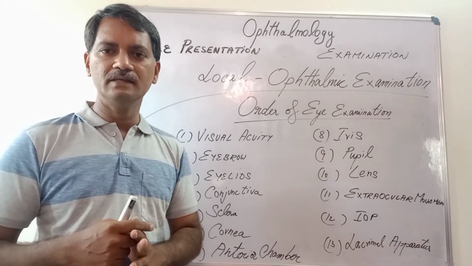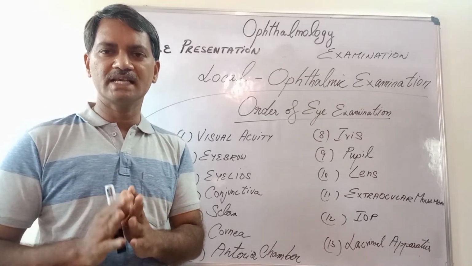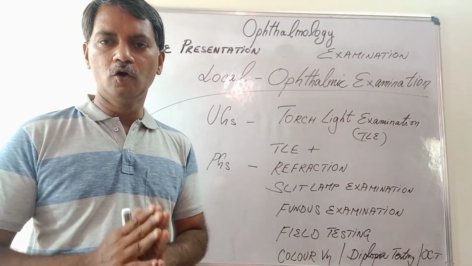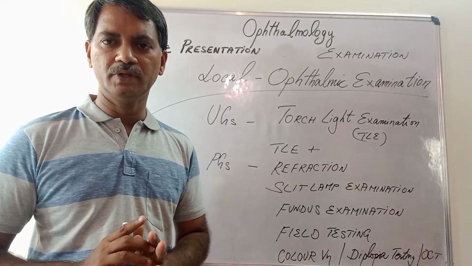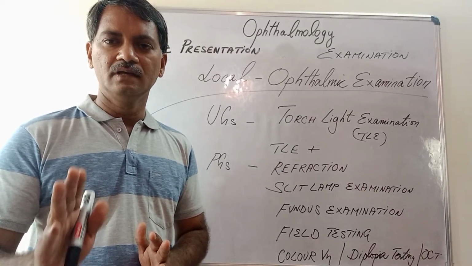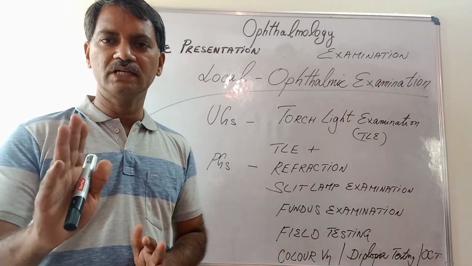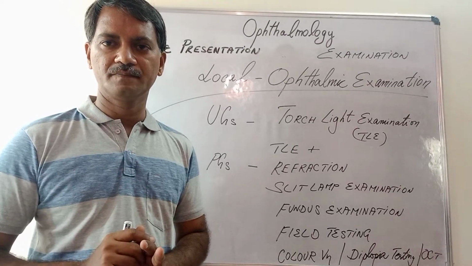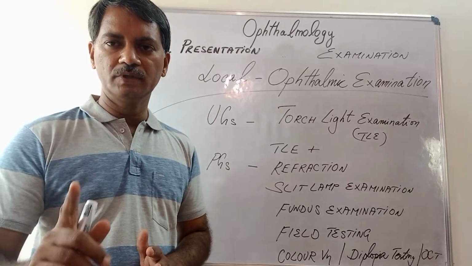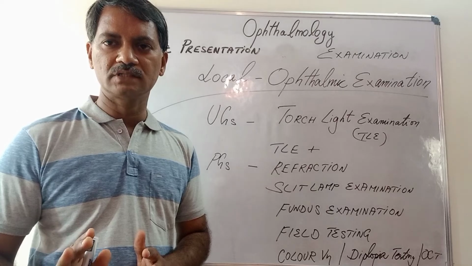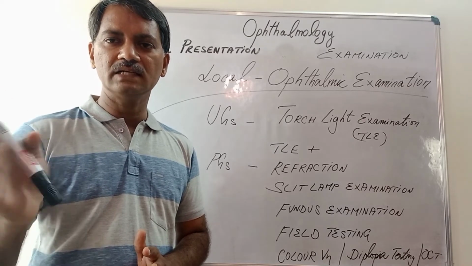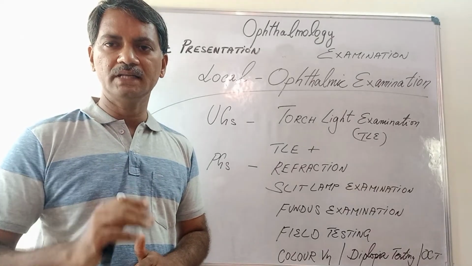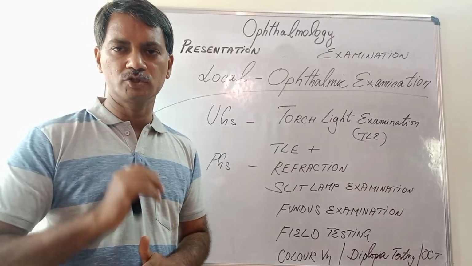Now let us see what are all the other examinations expected from the postgraduate students. As already told, an undergraduate student will examine the structures of the eye using a torchlight. That is called oblique examination. A postgraduate student or an ophthalmologist will do additional testing apart from the torchlight examination. What are all the tests to be carried out by postgraduate students?